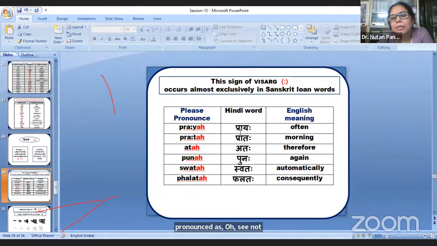See the examples. Prayah. This is the visarg sign. The sound is ha. Prayah means often. Pratah. You can pronounce with me also. Pratah.